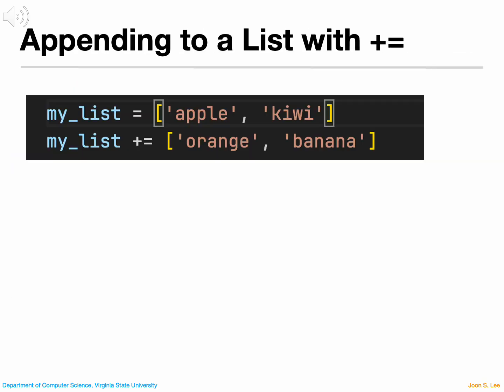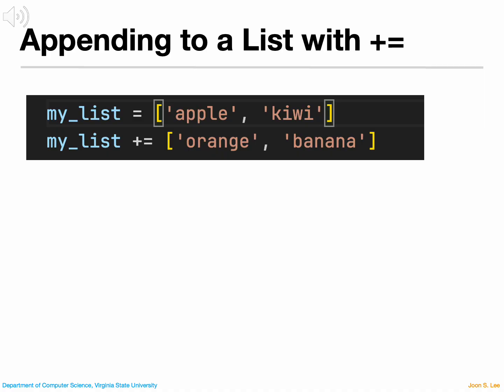So far, we've used append and insert to add items to a list. But Python gives us another really handy shortcut. We can use the += operator to add multiple items at once. Let's look at this example. Here's what's happening. We start with a list that has two elements, apple and kiwi.